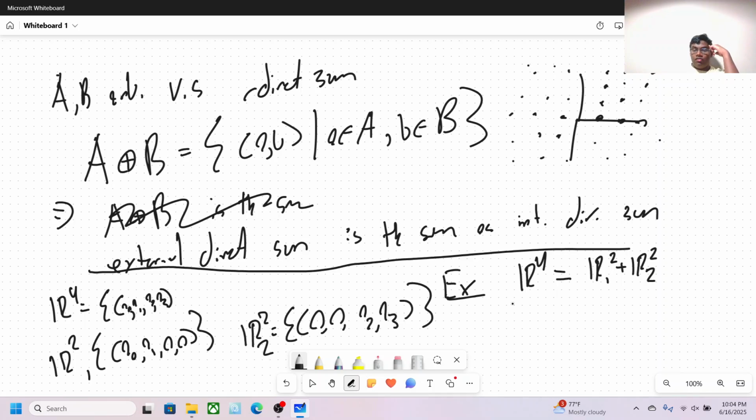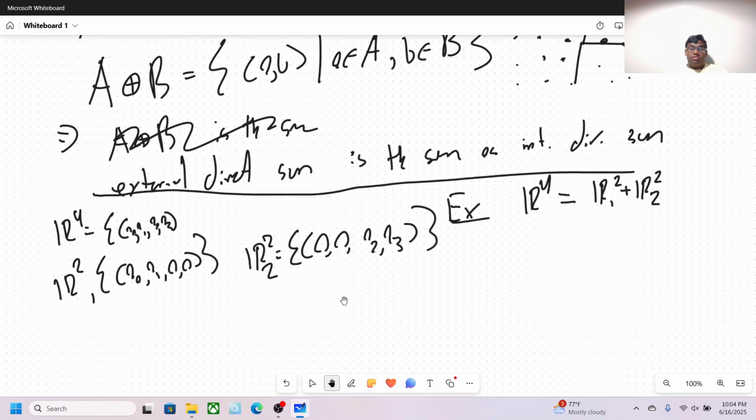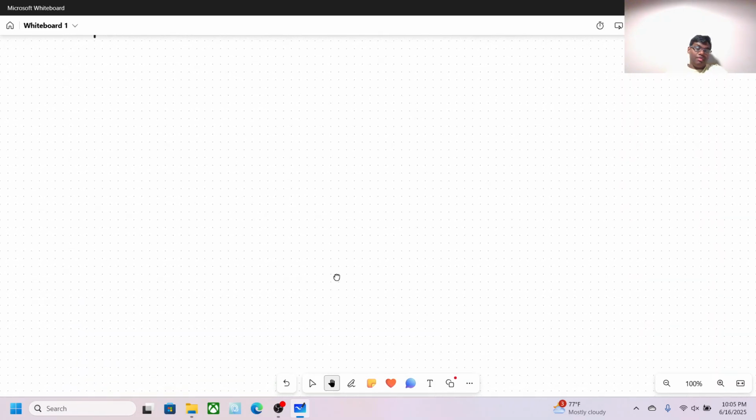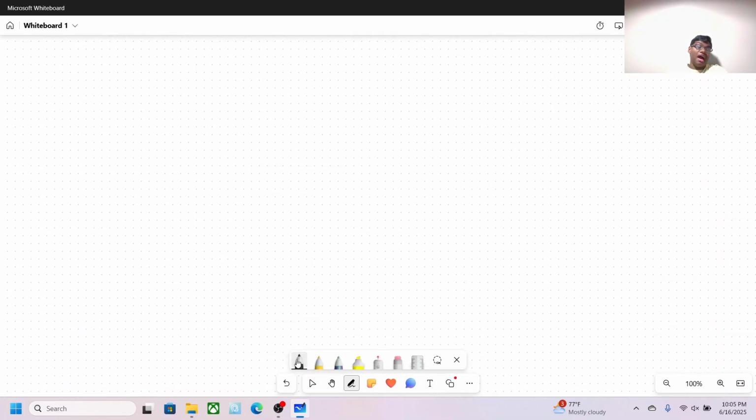And convince yourself that when you take this construction via the Cartesian product, it's really going to somehow contain the same information. And we might be able to formalize that later with a tool called isomorphism.